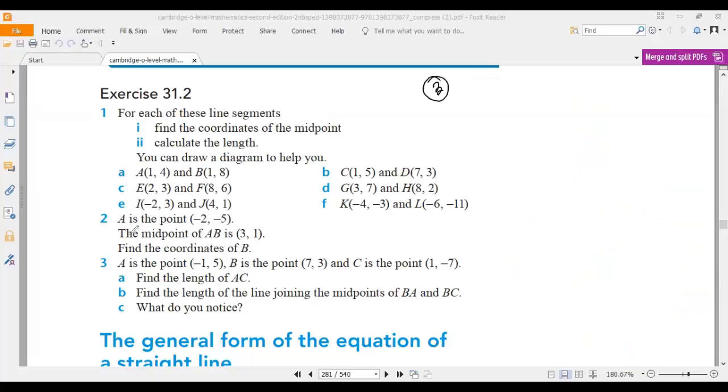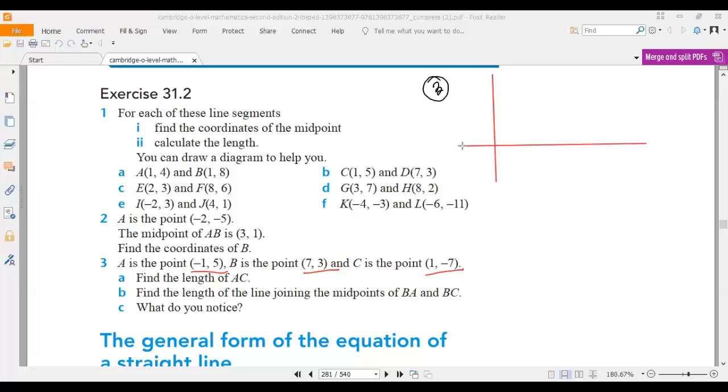Question number 3 says, A is the point (-1, 5), B is the point (7, 3), and C is the point (1, -7). Find the length of AC. It is better if we can draw the figure, then you can easily understand what will happen.